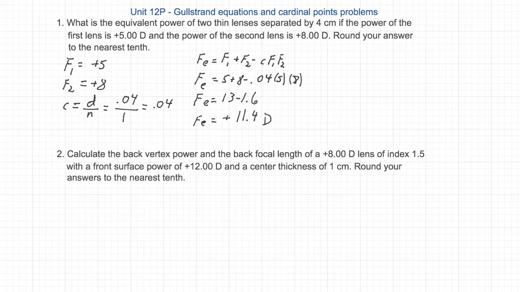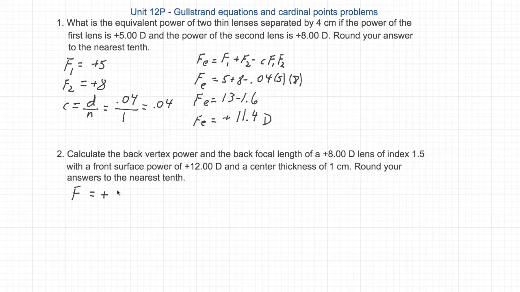Question 2, calculate the back vertex power and the back focal length of a plus 8 diopter lens of index 1.5 with a front surface power of plus 12 diopters and a center thickness of 1 centimeter. Round your answer to the nearest tenth.